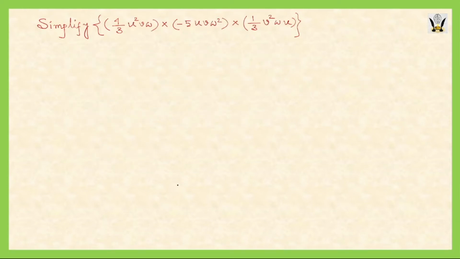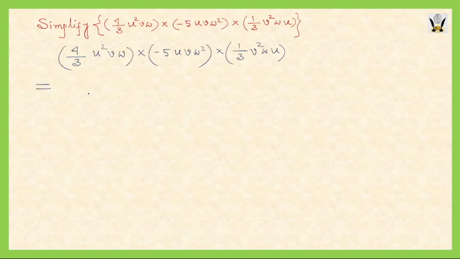Now in the next problem sum, again we are multiplying three factors. In this algebraic expression we have three factors that we are multiplying with each other. Here the simplification will be the same as the previous problem. First we will separately multiply the constant terms. So here 4 by 3, then here we have minus 5, and here we have 1/3 or 1 by 3. So separately we will multiply those constant terms.